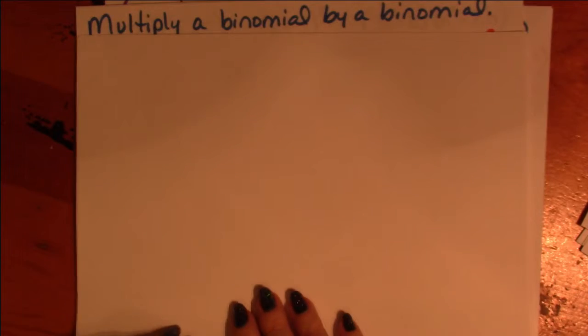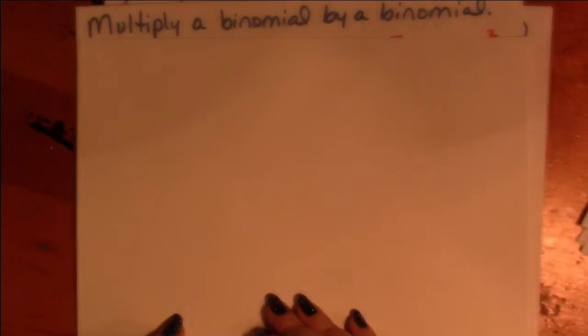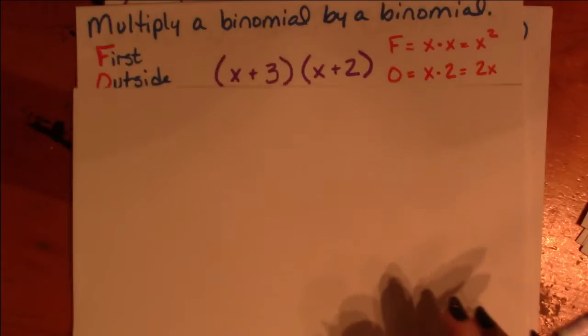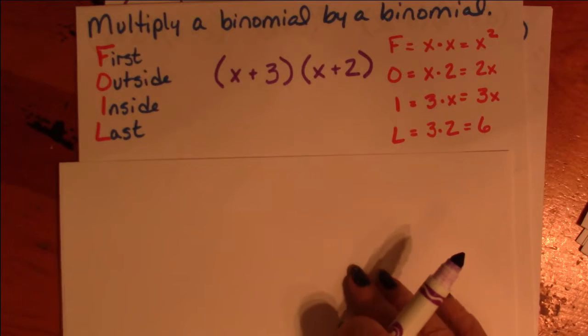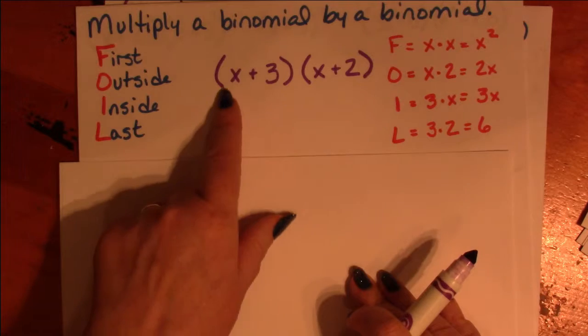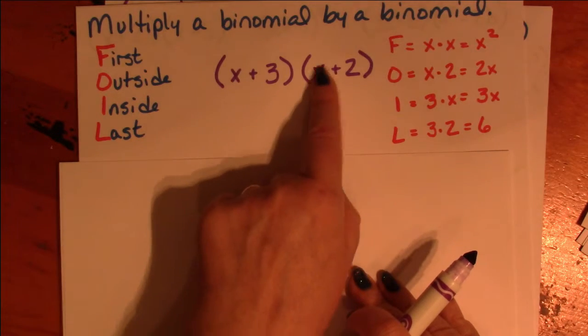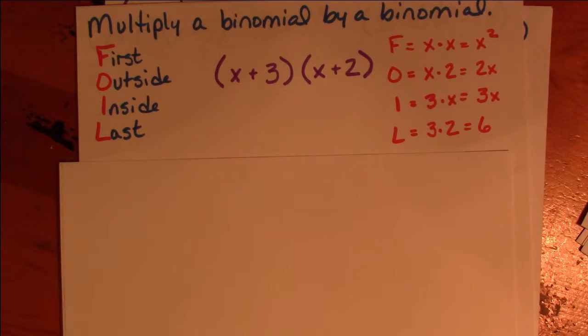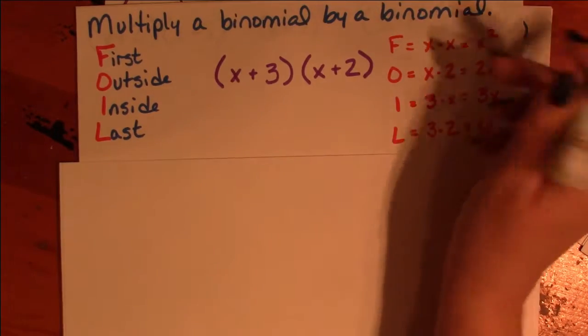Okay? The next thing we're going to learn to do is multiply a binomial times a binomial. And there's a system for this called FOIL. And FOIL stands for first, outside, inside, last. And when you're doing 2 items here times 2 items here, it's a little bit easier if you could keep track of it. So FOIL helps you do that.